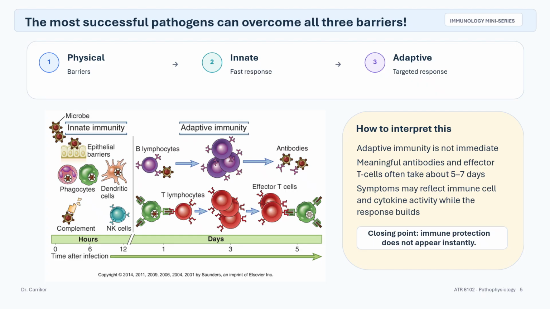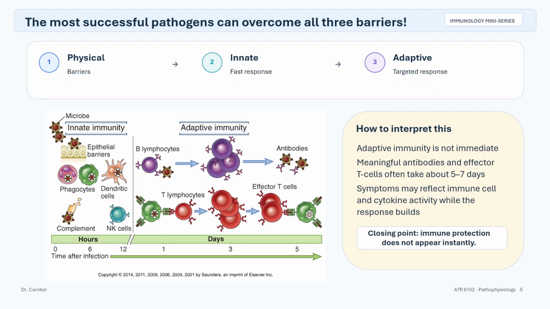So the timeline shown is especially important. Adaptive immunity is not immediate. It often takes about 5 to 7 days to produce meaningful levels of antibodies and activated effector T cells. That delay helps explain why a person can feel increasingly sick for days before starting to turn the corner and feel better. So if you were to put this segment together, the story is pretty straightforward.